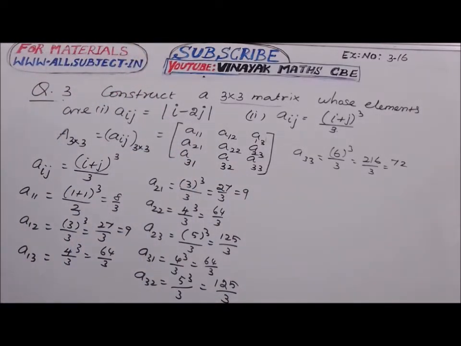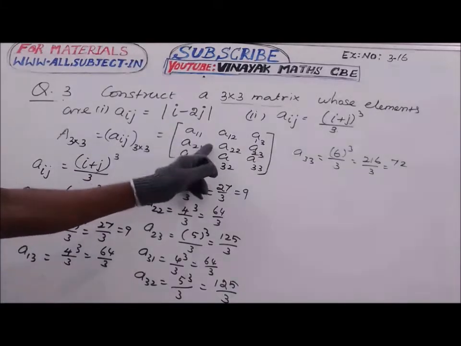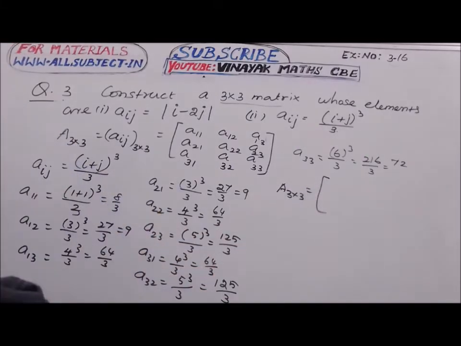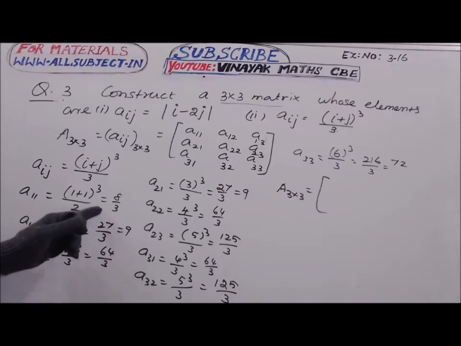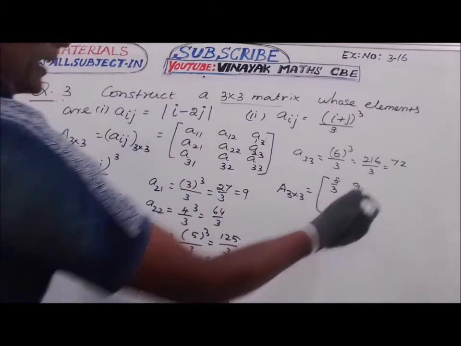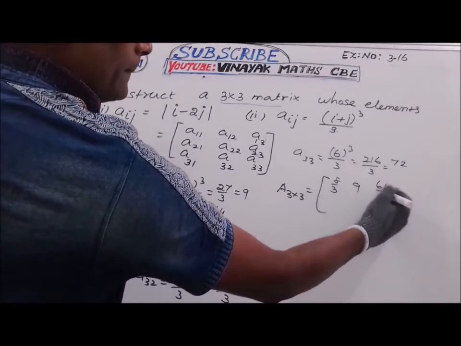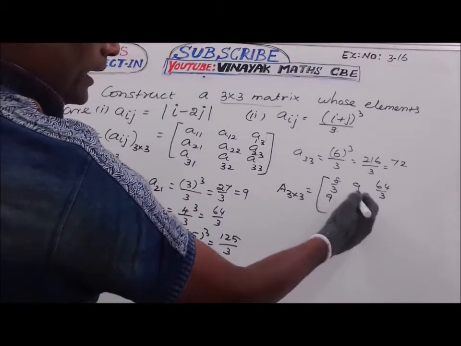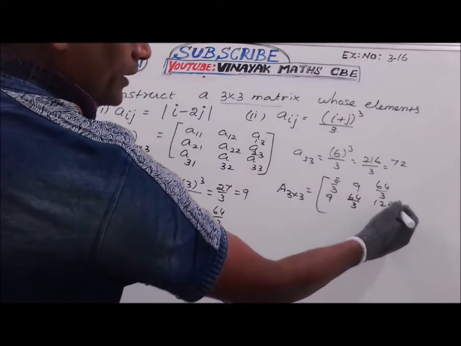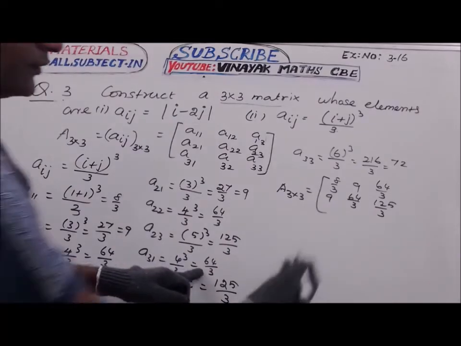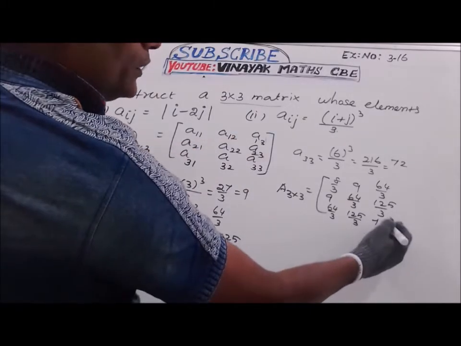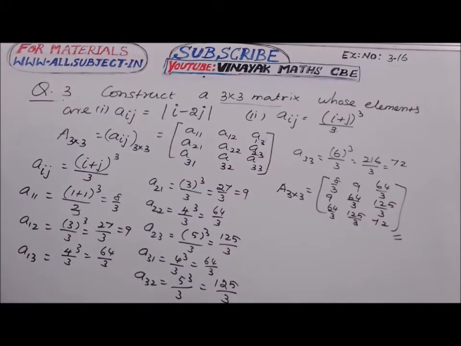Now substituting all the elements in the general matrix, the required matrix A3 by 3 equal to, writing in the particular order, row wise: 8 by 3, 9, 64 by 3; the second row 9, 64 by 3, 125 by 3; the last row 64 by 3, 125 by 3 and 72. This is our required matrix under the condition of aij is equal to (i plus j) whole cube divided by 3.